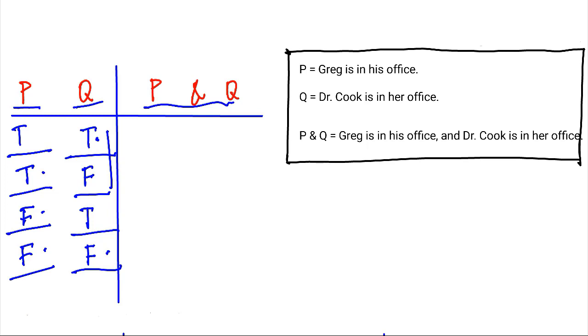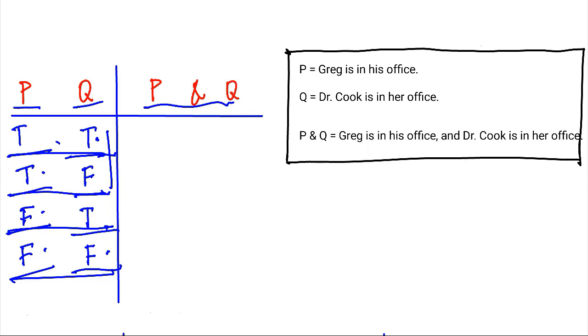Okay, but then in total, we have every combination. So the first line is where they're both true. Second line is where P is true and Q is false. Third line, P is false and Q is true. And then the last line, they're both false. Okay, so we have every combination.